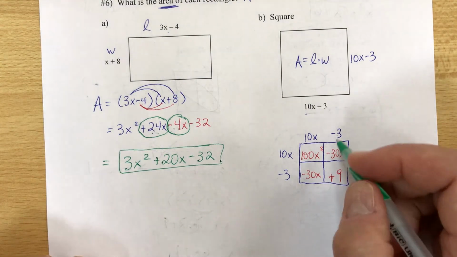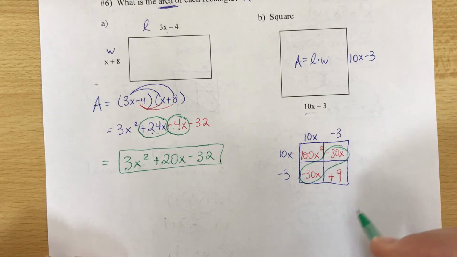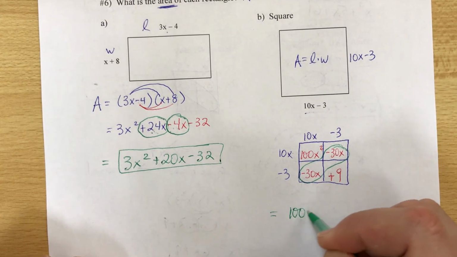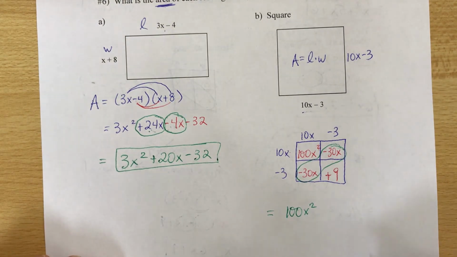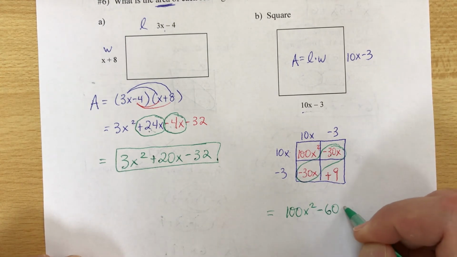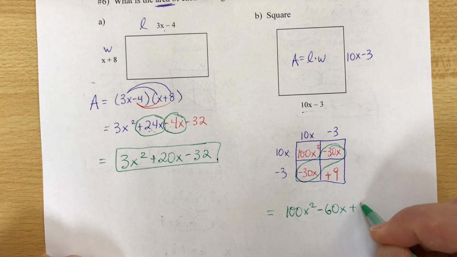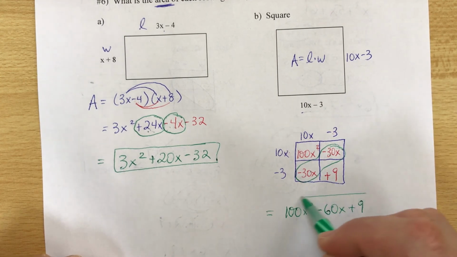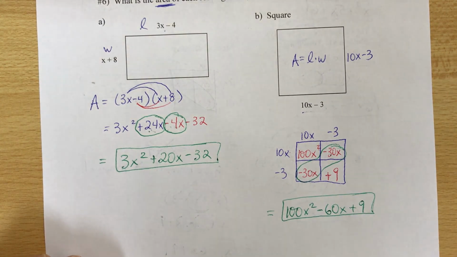Okay, do we have like terms? Yes, we do. And so our answer is 100x raised to the second. Negative 30 plus negative 30 is minus 60x plus 9. And that is the end of the notes.